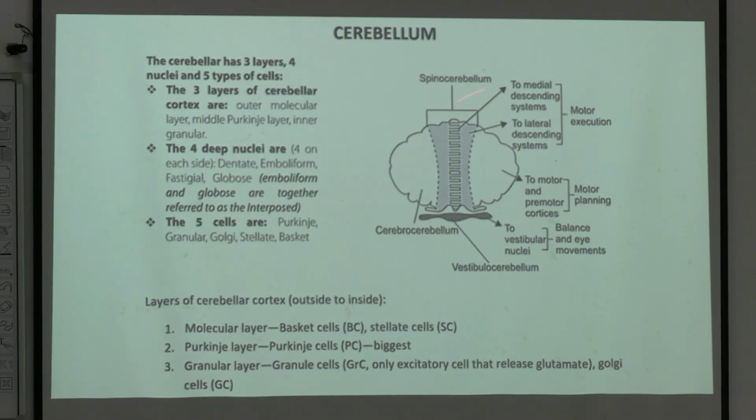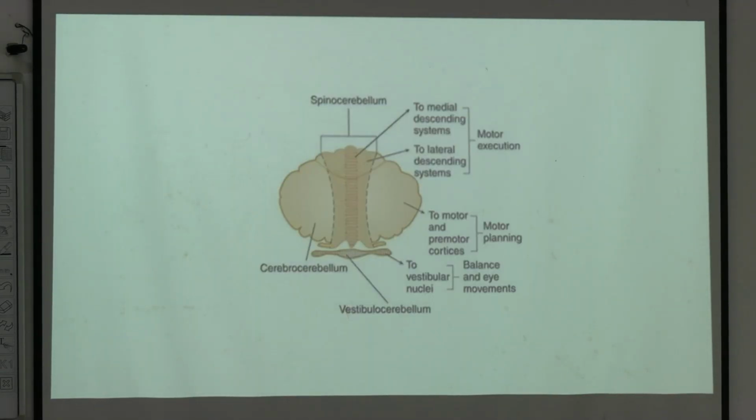And here is the cerebellum. You see the 3 major functional subdivisions. In the middle it is spinocerebellum, and on the sides the 2 hemispheres are called cerebrocerebellum, and below it is vestibulocerebellum. So this is grossly the basic anatomy of cerebellum. In anatomy you will study far more detail about cerebellum.